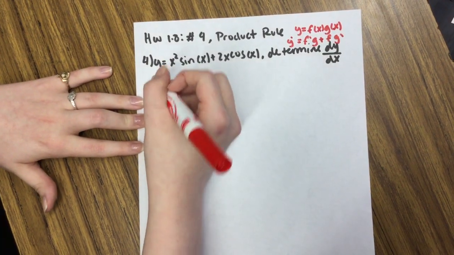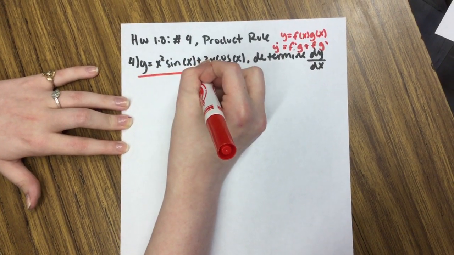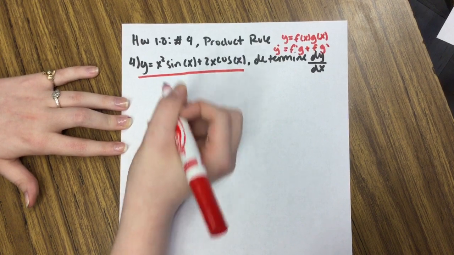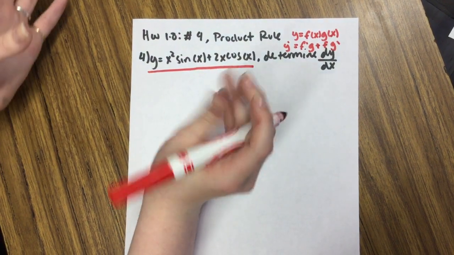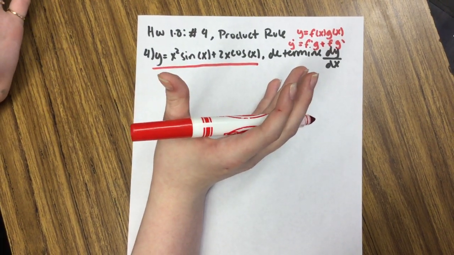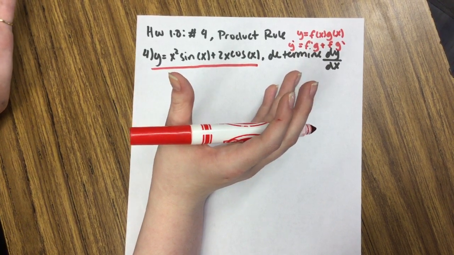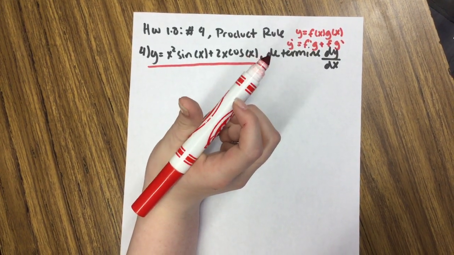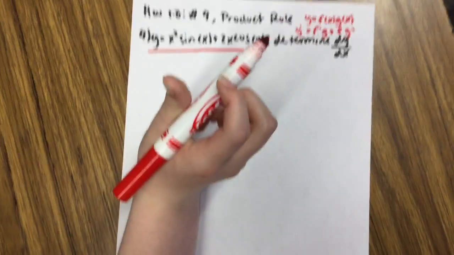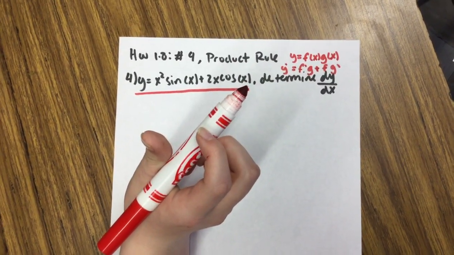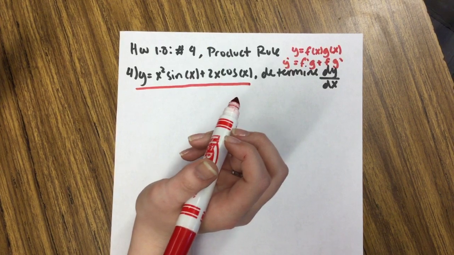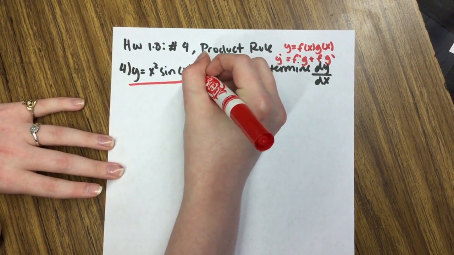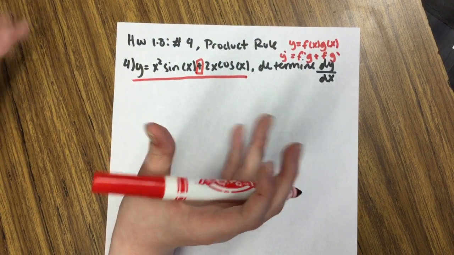So right now we have y equals x squared sine of x plus 2x times cosine of x. We'll treat these as two separate functions within a function, because of this plus right here. This plus makes it to where they're two separate things.